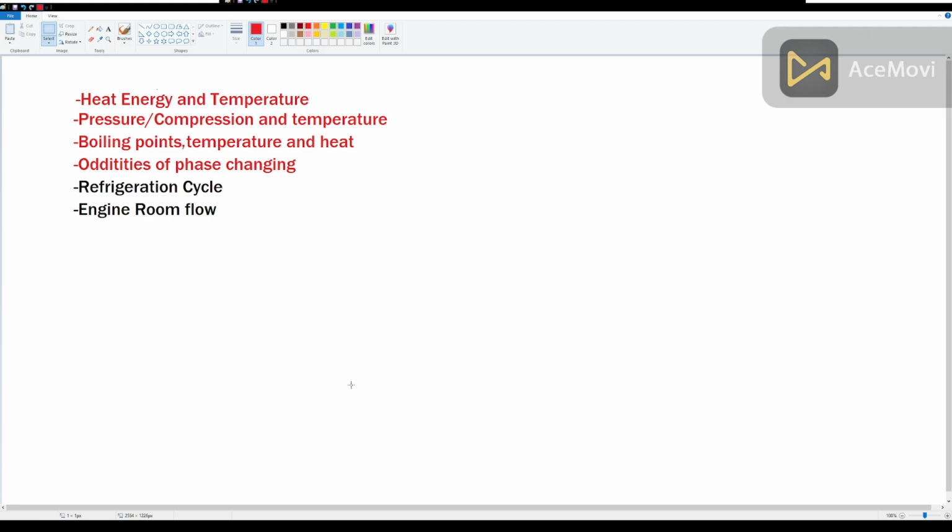Pressure, compression, and temperature. So that didn't work, did it? Because I pressed the wrong button. Okay, so pressure, compression, and temperature. Now we're going to leave heat energy aside for a moment because we're talking about temperature only. That's not true. We're going to talk about heat energy one time at the start of this.